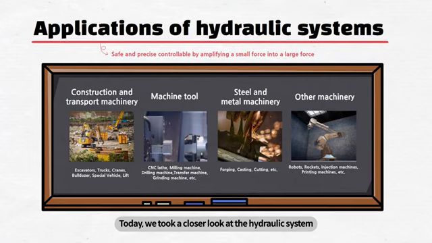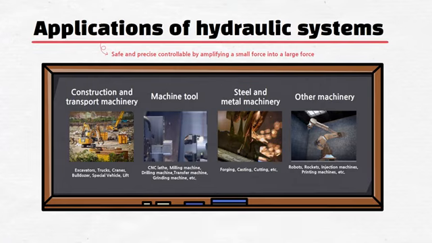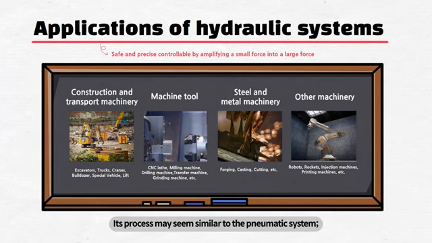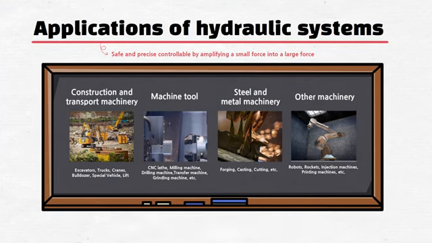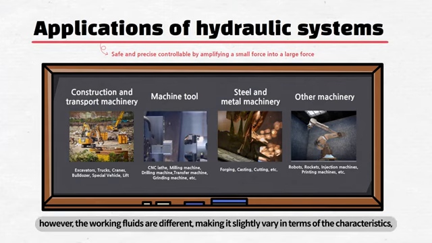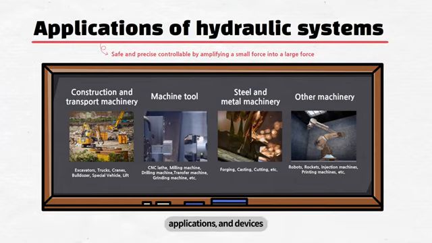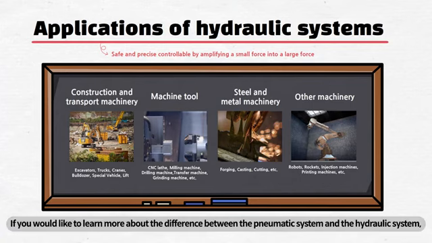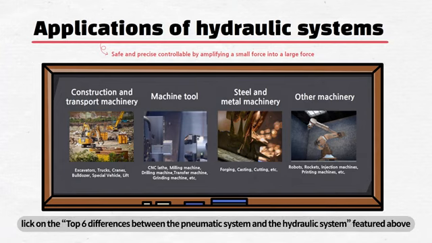Today, we took a closer look at the hydraulic system. Its process may seem similar to the pneumatic system. However, the working fluids are different, making it slightly vary in terms of the characteristics, applications, and devices. If you would like to learn more about the difference between the pneumatic system and the hydraulic system, click on the top 6 differences between the pneumatic system and the hydraulic system featured above.